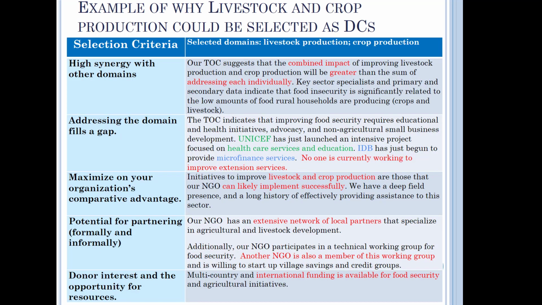Some examples for you to understand how a domain of change could be chosen by a certain agency working in a certain area. Selection criteria such as high synergy with other domains could be expressed when you select domains on the basis that your theory of change suggests that the combined impact of livestock production and crop production will have greater synergies than the sum of addressing each of those domains of change individually. You would concentrate on addressing both domains of change, improving livestock production and crop production.